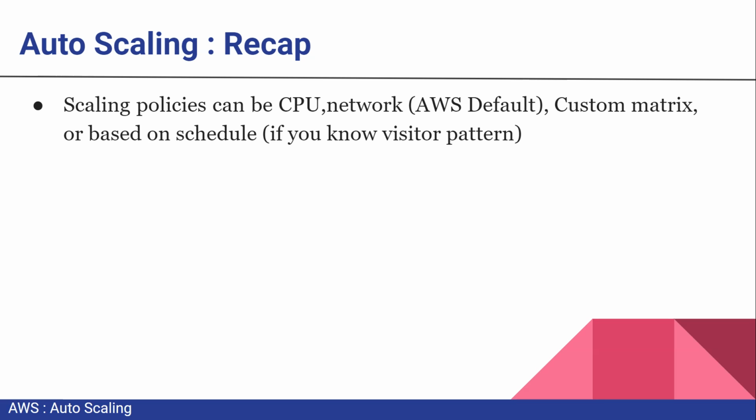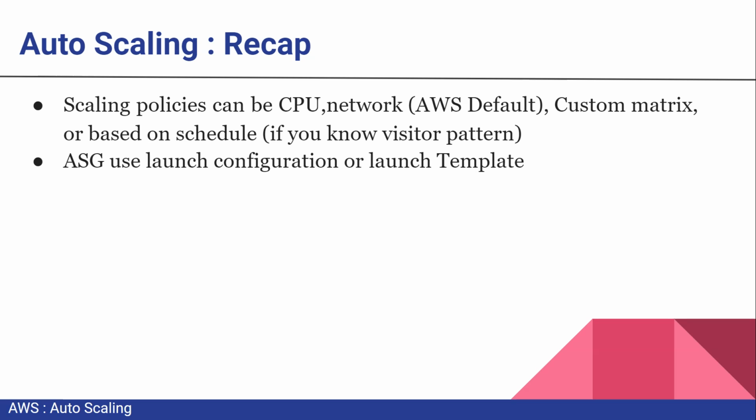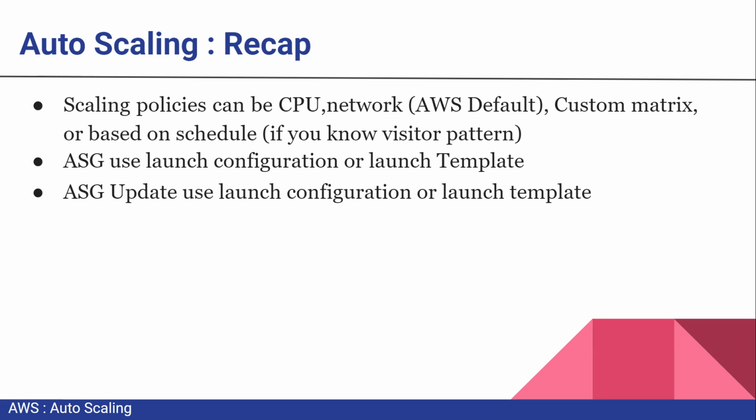The next one is ASG can use a launch configuration or launch template. Launch templates are the newer version of launch configurations and are used for the same configuration, so they are recommended moving forward. If you want to update the auto scaling group, what do you need to do? You need to provide a new version of the launch configuration or launch template, and then the underlying EC2 instances can be replaced over time.